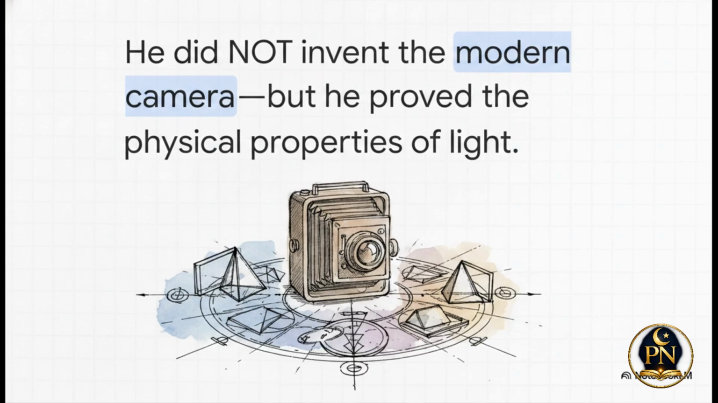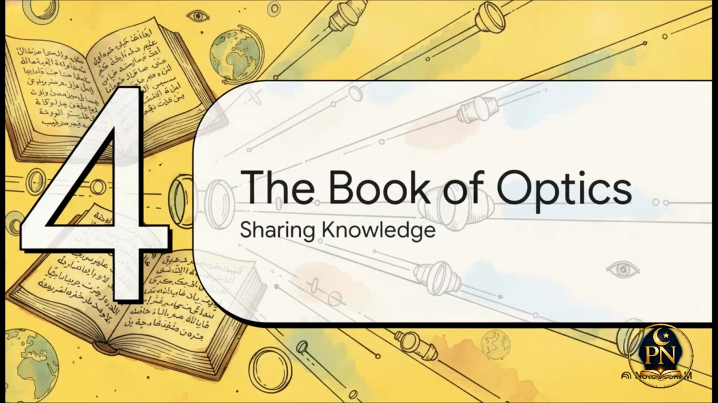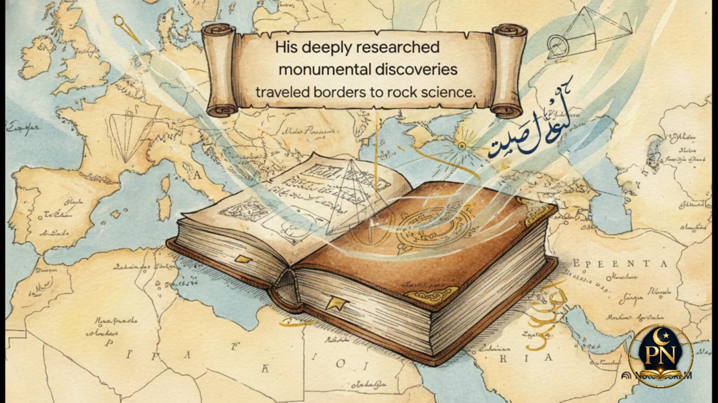And once he unlocked this knowledge, he knew he had to share it. Section 4. The Book of Optics. He recorded these monumental discoveries in a massively influential 7-volume masterwork known in Arabic as Kitab al-Manazir, or the Book of Optics. This was not just some brief essay. It was deeply researched and incredibly comprehensive.